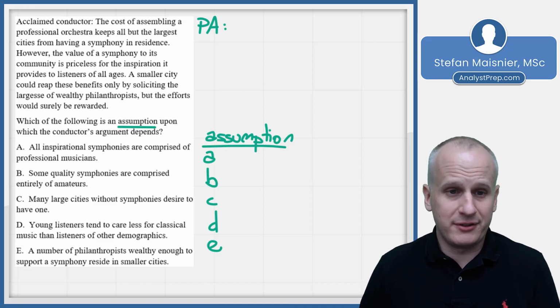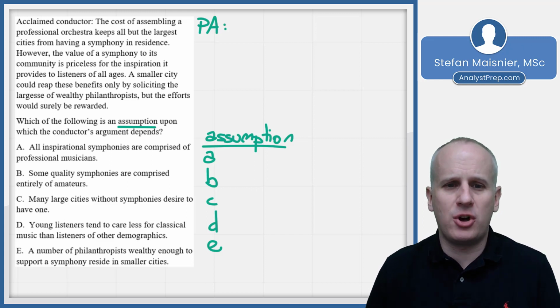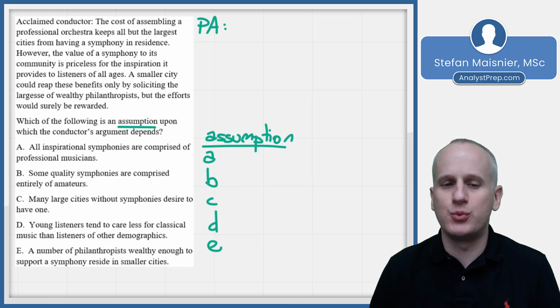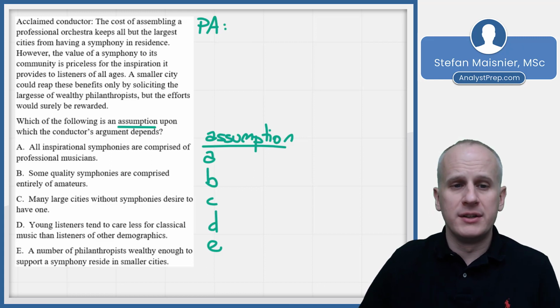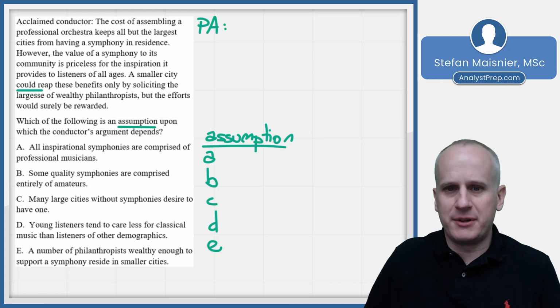So we, of course, have an acclaimed conductor. The cost of assembling a professional orchestra keeps all but the largest cities from having a symphony in residence. However, the value of a symphony to its community is priceless for the inspiration it provides to listeners of all ages. A smaller city could reap these benefits only by soliciting the largesse of wealthy philanthropists, but the efforts would surely be rewarded. So we've got a theoretical plan from this acclaimed conductor.